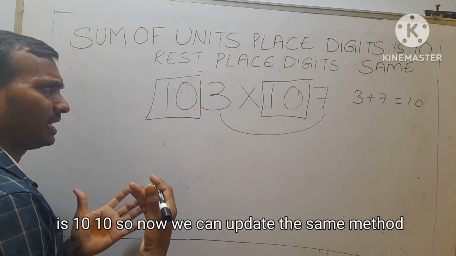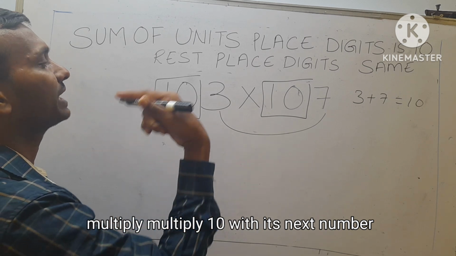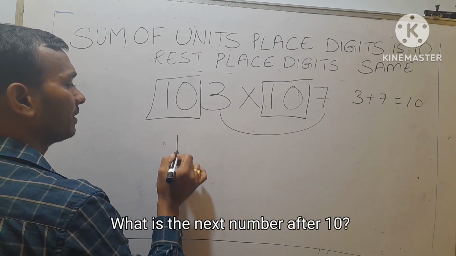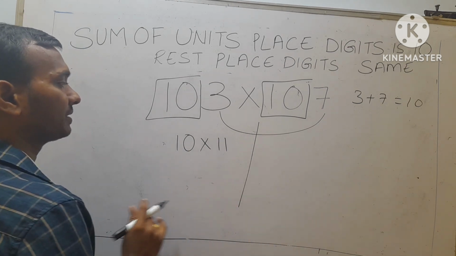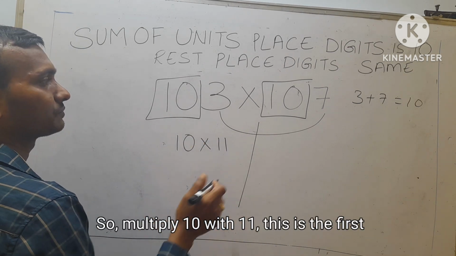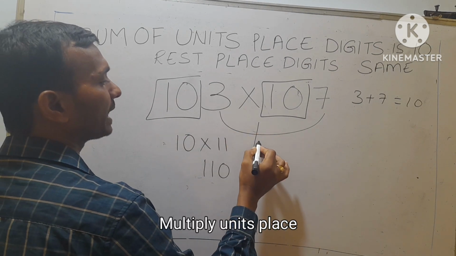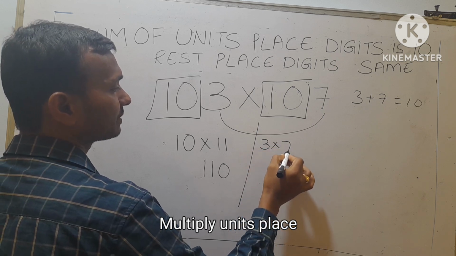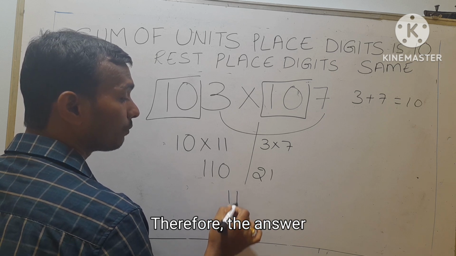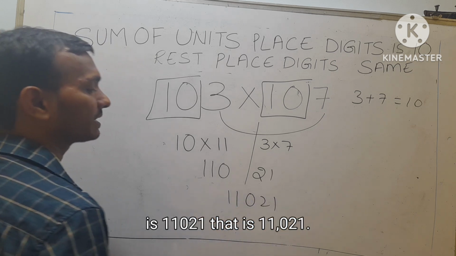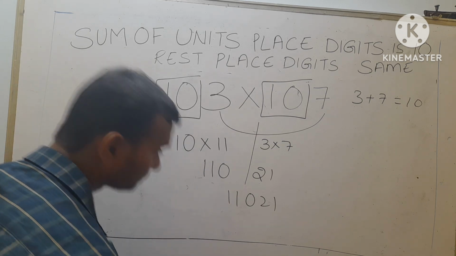So now we can apply the same method. Multiply 10 with its next number. What is the next number after 10? 11. The number which comes after 10 is nothing but 11. So multiply 10 with 11. This is the first part of the answer. This is 110. Multiply units place digits, 3 sevens are 21. Therefore, the answer is 11,021.